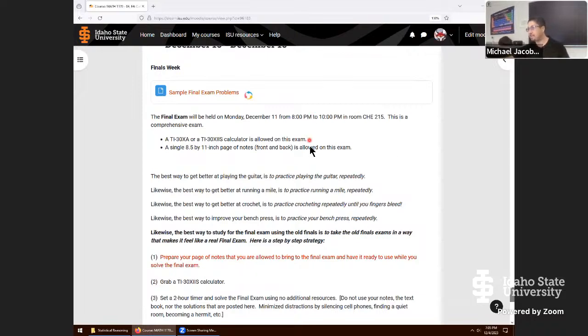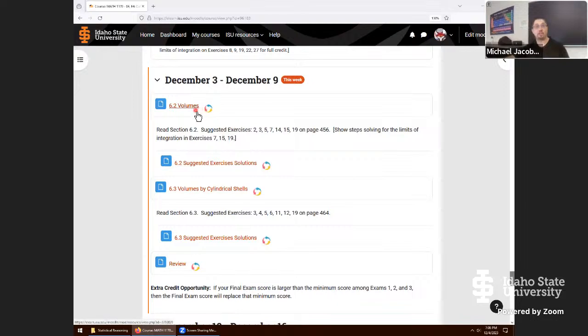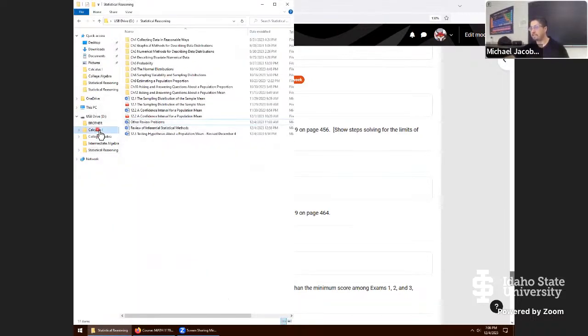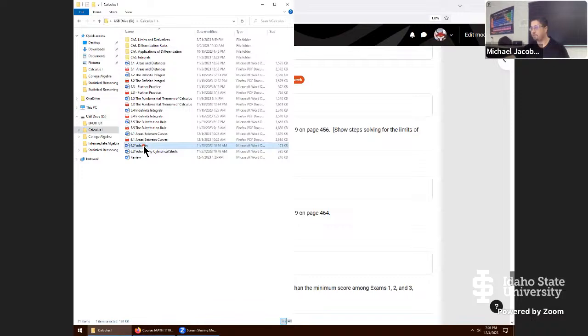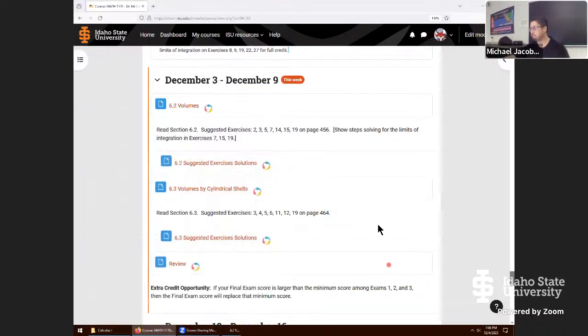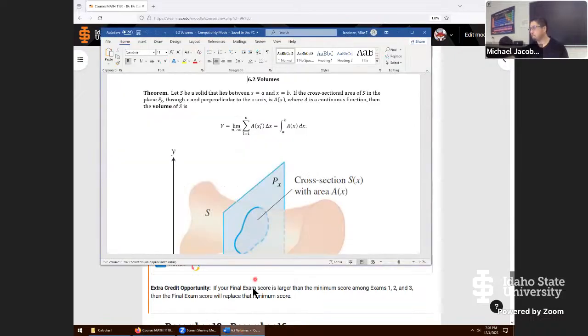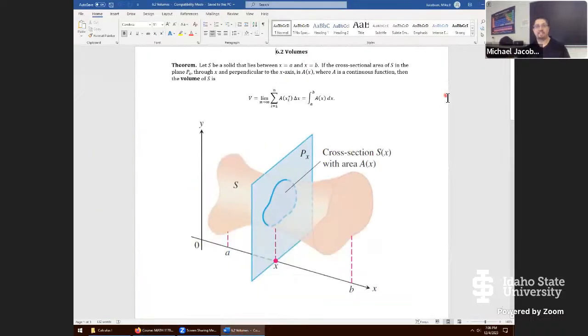Okay, well, let's take a look then at what in the world is going on with the volume section right here. Let me move some of these windows around. Oh, and I forgot to actually open the section. Let me open that as well. That could help. And here we are. This is the penultimate section, 6.2 on volumes.